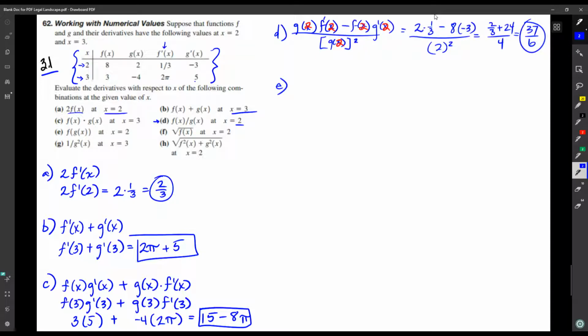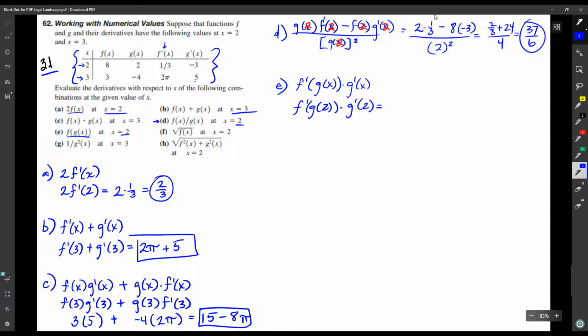Next to part E, f of g of x at x equals 2. So we have not a combination, but a composition of functions. So that's a chain rule derivative. So the derivative there will be f prime of g of x times g prime of x. Derivative of the outside, keep the inside, times derivative of the inside. And we want to evaluate at x equals 2. So f prime of g of 2 times g prime of 2.